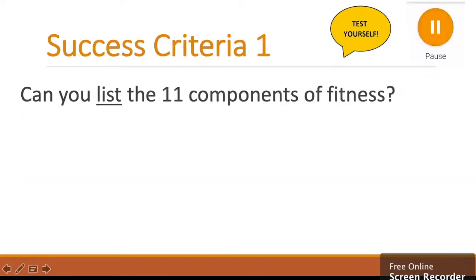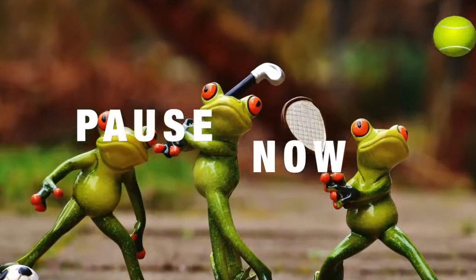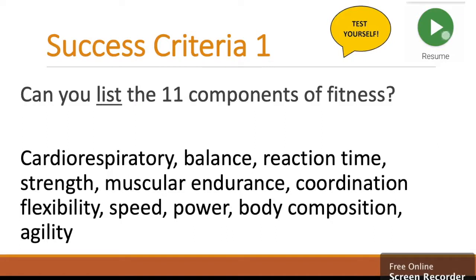Okay, our first success criteria. Can you list the 11 components of fitness? Take your piece of paper, turn it over, see if you can write all 11. Go. And here they are. How did you go? If you didn't quite get them all, make sure you write them all down.